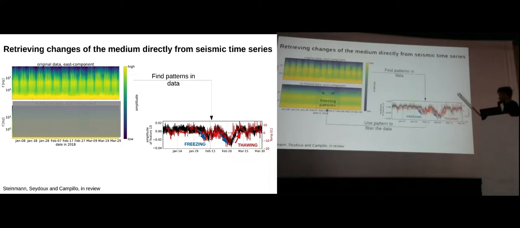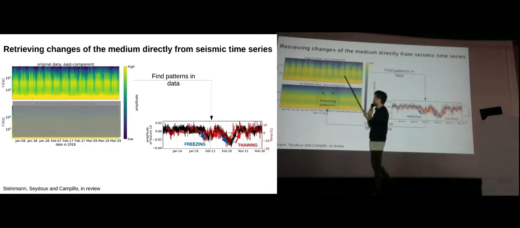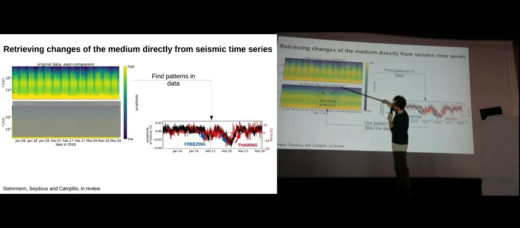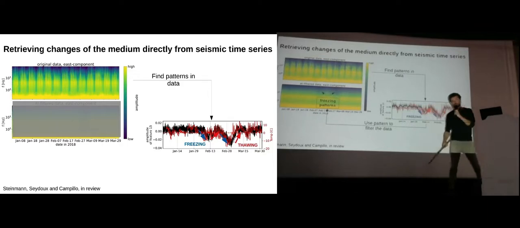Then we can use that feature to go back to our original data and filter it. What we see is that we completely remove the urban imprint, and we can highlight the freezing patterns. It's not really visible here, so I hope you believe me. There's a decrease in amplitude in the high frequency domain above 10 Hertz. Still, this could be related to any kind of source signal, but when we model the H over V response due to a thin layer of ground frost, we can confirm that this is how the data would change due to the freezing.